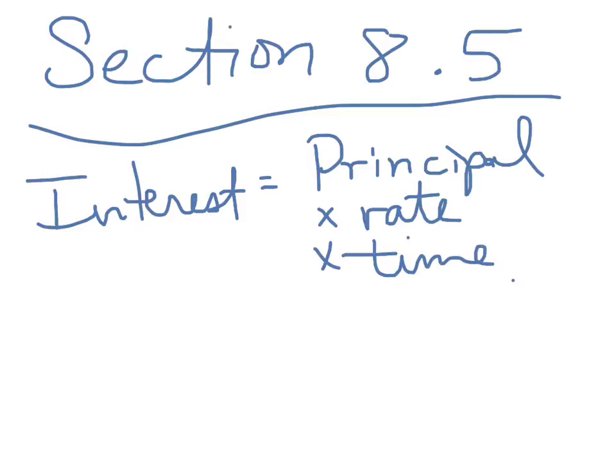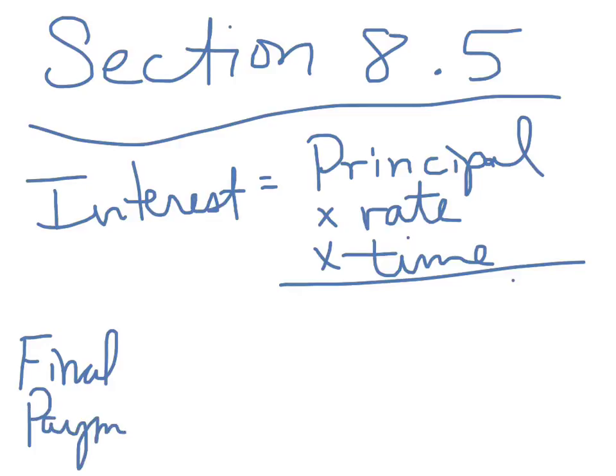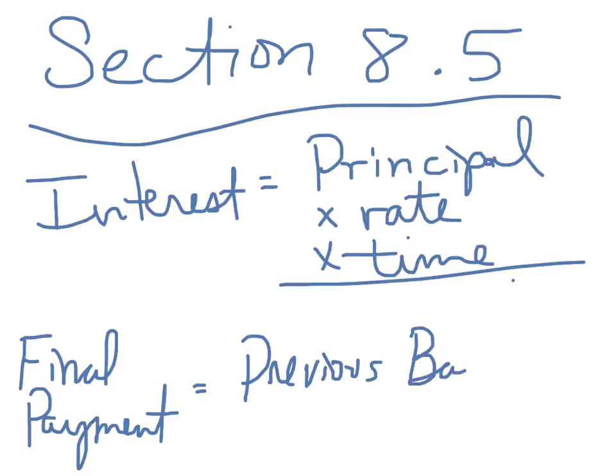That formula we have dealt with for the last 3 sections, maybe even 4. So that formula is not anything new. That was where we took the principal, multiplied it by the percentage, then multiplied it by 1/12, usually, because there were monthly payments. Then as far as figuring out the final payment, you take the previous balance and add the current month's interest.